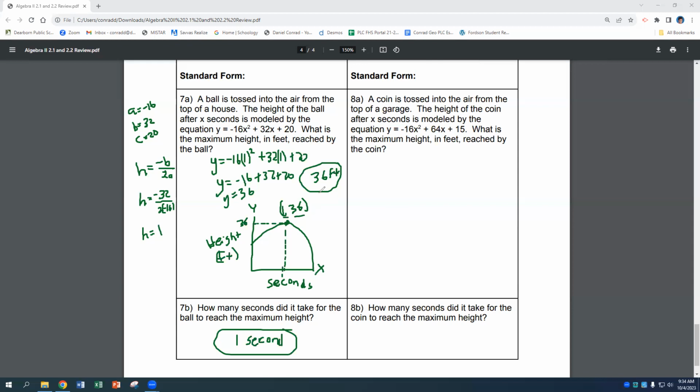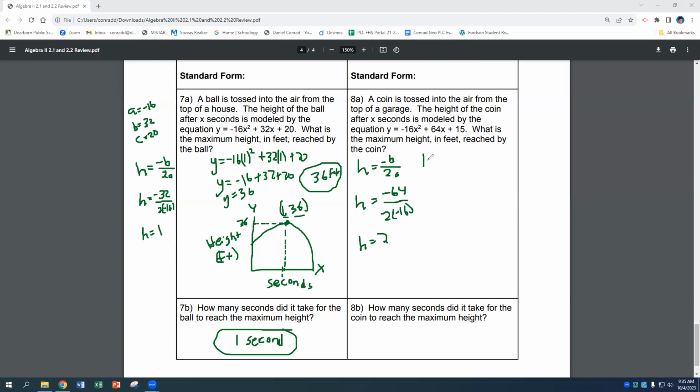8. Okay, a coin is tossed into the air from the top of a garage. The height of the coin after x seconds is modeled by the equation as follows. What is the maximum height in feet reached by the coin? So again, we're going to do the same thing here. We're going to do h equals negative b over 2a. So in this case, it's going to be negative 64 over 2 times negative 16, which is going to give me a positive 2. Negative 64 over negative 32.